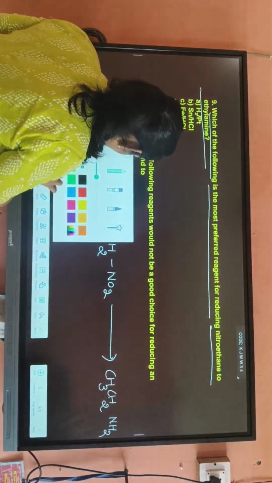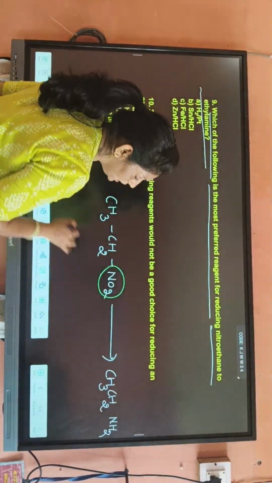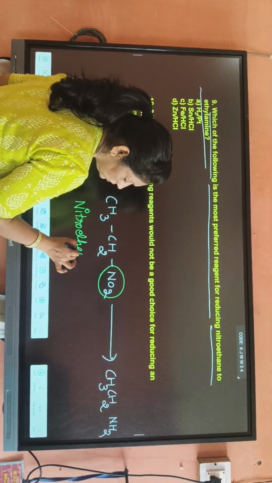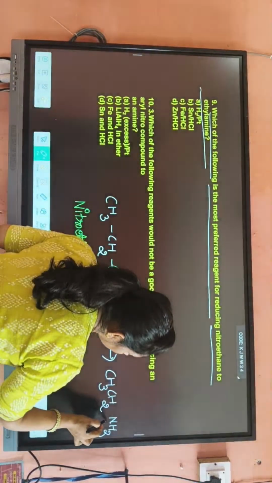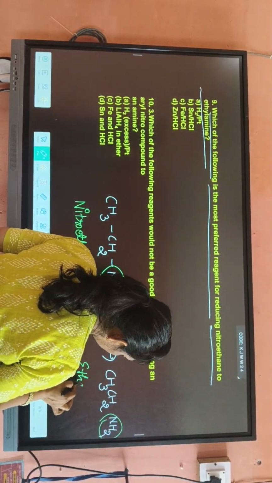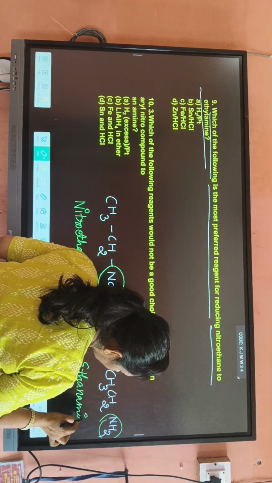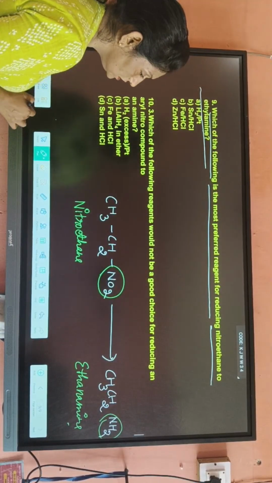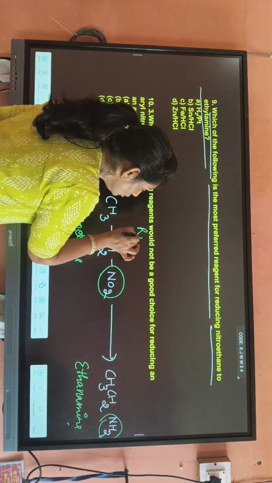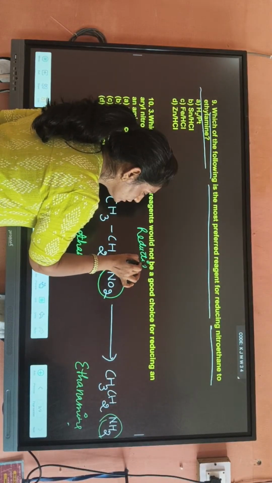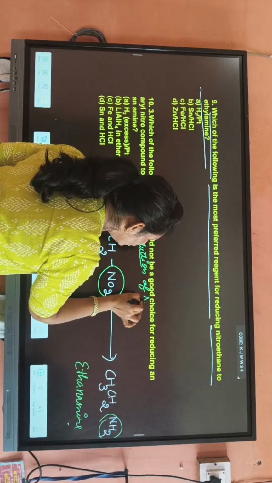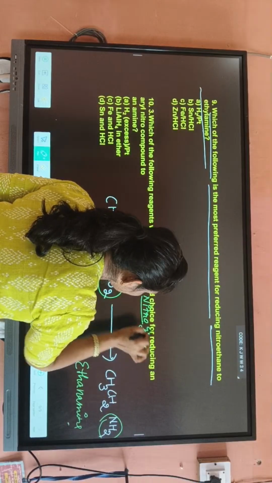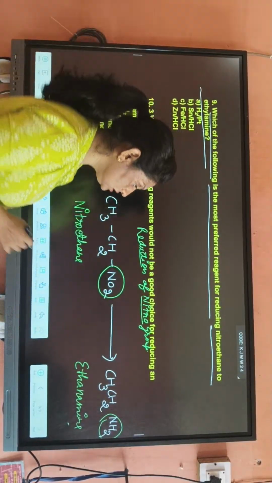You are having nitroethane, and you want to make ethanamine. Which one is the most stable, most preferred reagent here? Student, for reduction of nitro group into amine, basically you can use three reagents.